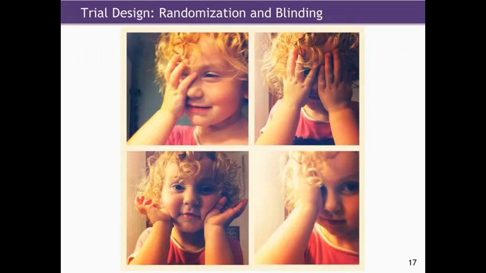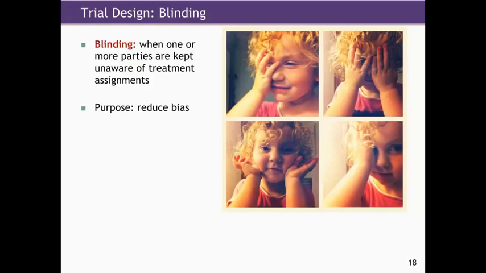So who gets what? Let's talk about treatment assignment and blinding. So what is blinding? Well, GCP defines blinding as the condition when one or more parties are kept unaware of the treatment assignment. The reason they do this is to reduce bias in a clinical study, and the blinding can be done in a few ways.